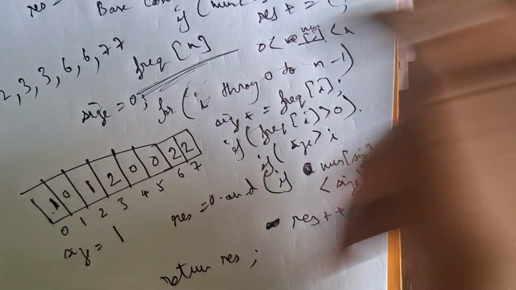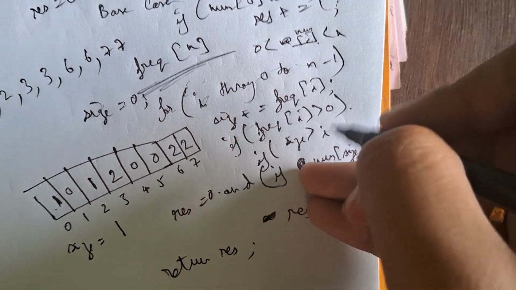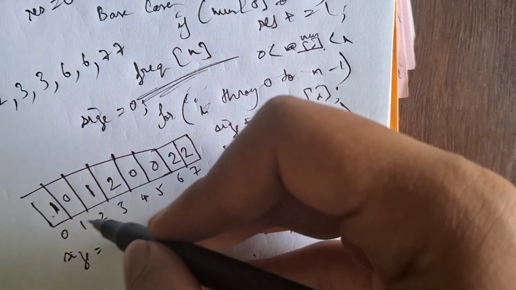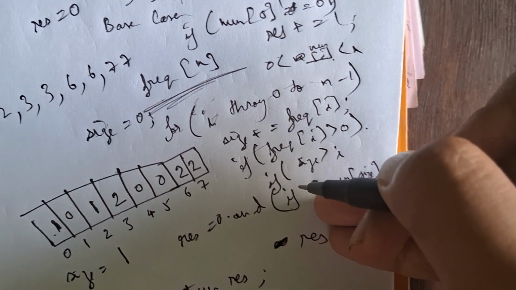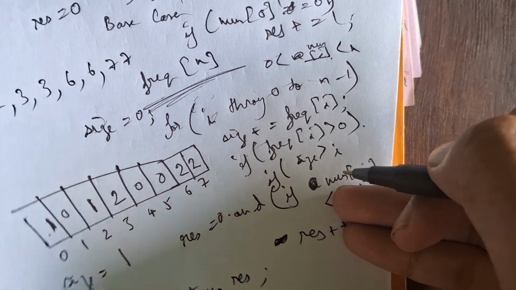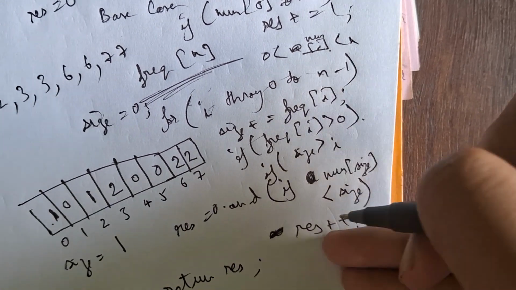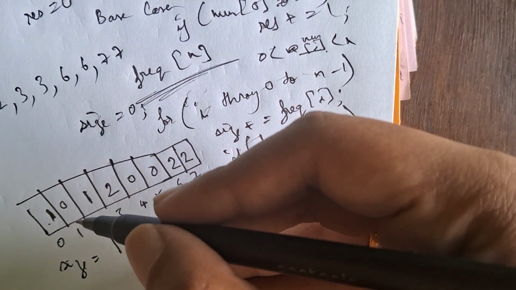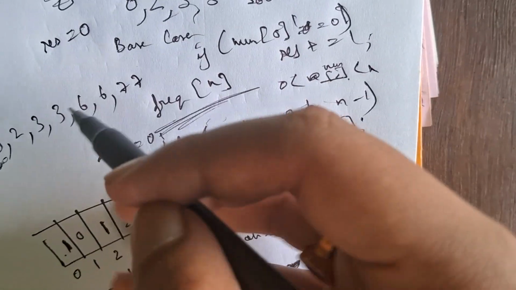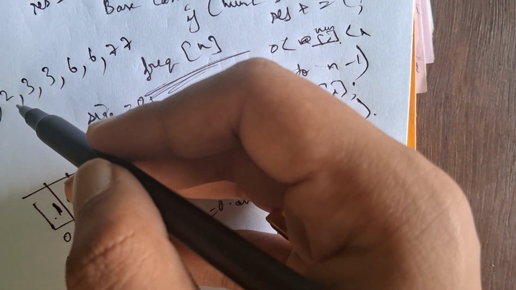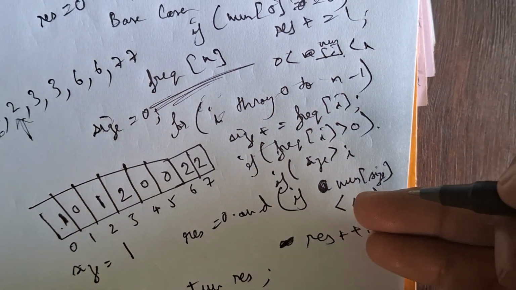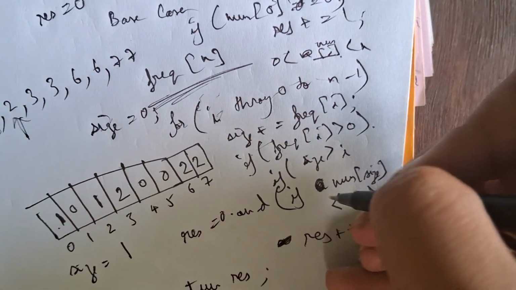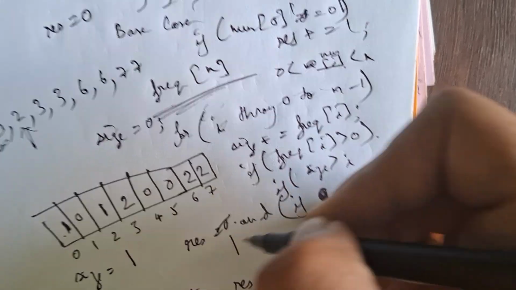Frequency of i is greater than 0, yep. So if size is greater than i, is 1 greater than 0? Yes, it is. And you have to check whether nums of size is lesser than size or not. So that is nums of 1, that is this 2. Is it lesser than 1 or not? So obviously it is lesser than 1, so you can make result plus plus. So result becomes 1.